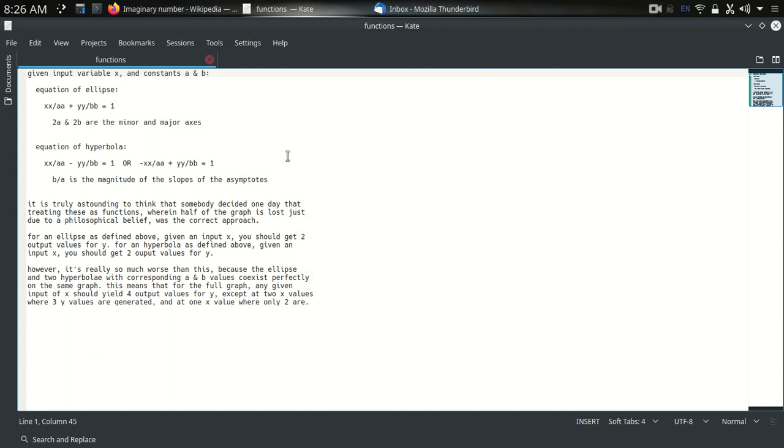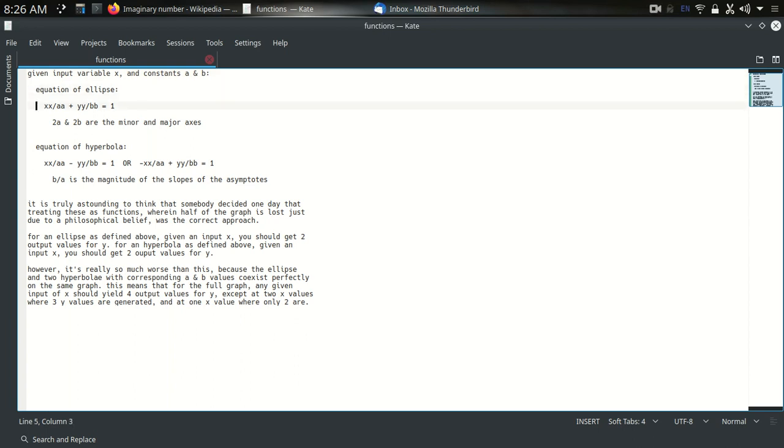So, yeah, I think I might have mentioned this one before, and I'm sure anyone who has seen mathematics is familiar with this, right? But, god damn it. Functions are bullshit.